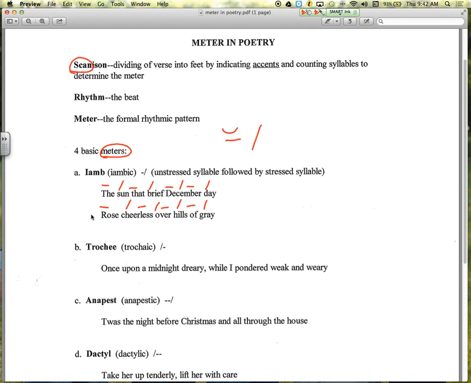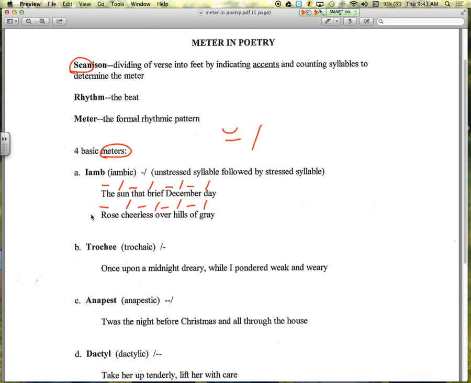Okay, the next one is called trochee. Again, I guess it's kind of the opposite, because it starts out with a stressed syllable followed by an unstressed. Now, I didn't write out the words here, but stressed followed by an unstressed is the pattern here. And this is the first line from Edgar Allan Poe's The Raven. Once upon a midnight dreary, while I pondered weak and weary.